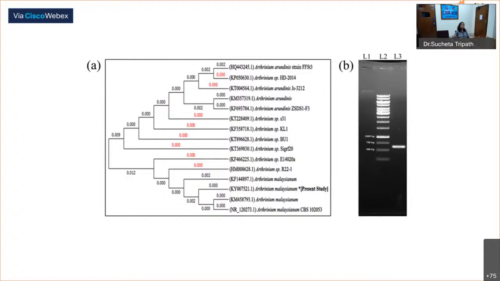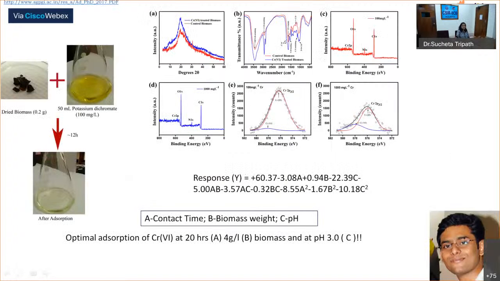And from this data, all we came up with is that this organism is very close to something called Arthrinium malaysianum. So this organism is different from the Termitomyces that we wanted to work on, and belongs to a different class of organism. So our journey began with this organism, and we started analyzing it, and we have done several other studies that I'm not presenting here because the topic is to study bioremediation.